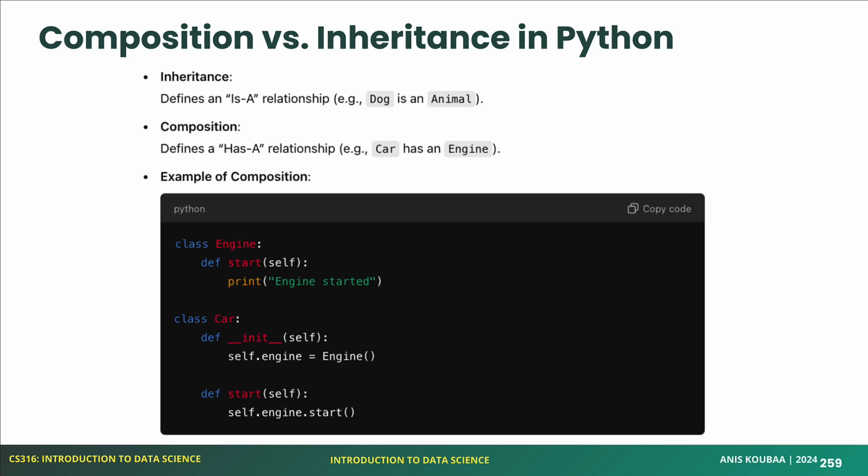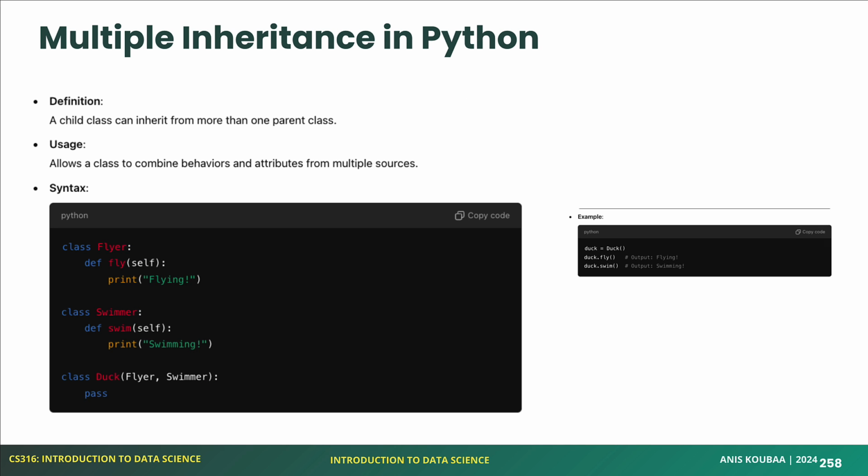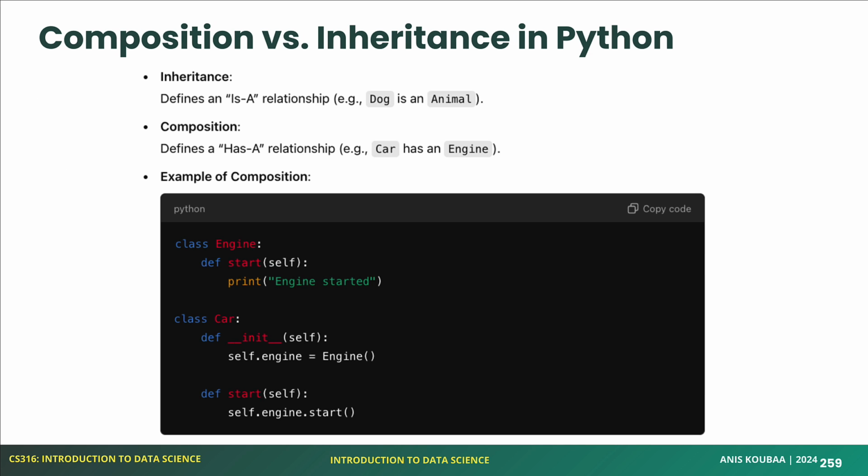Composition versus inheritance. You know the difference between the is-a relationship and the has-a relationship. Similar to Python, these are general OOP concepts that are also applicable. In the previous slide, we saw how to do inheritance. Composition means a class contains an instance of another class. For example, here we say that a car has an engine. We don't say a car is an engine. So if you have a class engine, you can create an attribute called engine, and you create an instance of the class engine for that attribute. So this is the concept of composition.